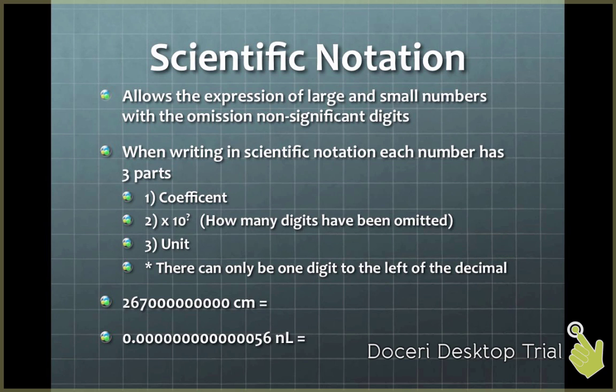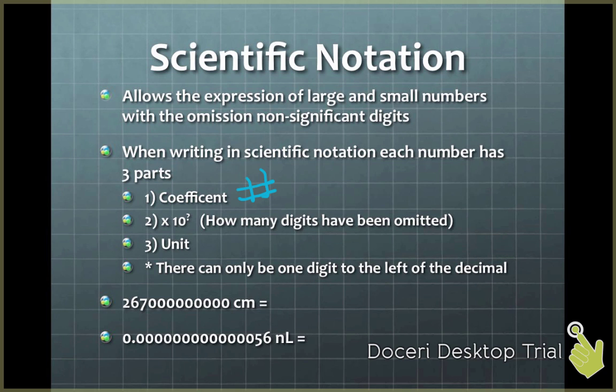Okay, so when writing scientific notation, each number has 3 parts. We need a coefficient, aka a number. We need times 10 to some power, because remember, we're getting rid of the zeros. When we times things by 10, we're essentially adding zeros onto the end. So we are going to omit all of the zeros, and we're going to represent that by saying times 10 to this number. And then, of course, we need our unit.